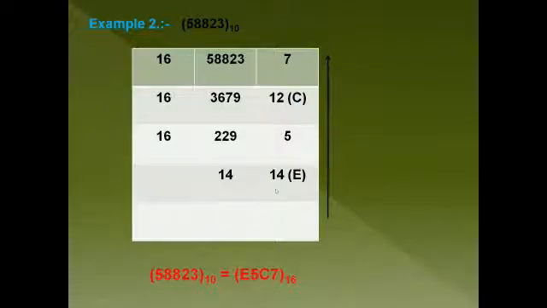Now we will change it. 14 is not a decimal digit here, so it is represented by alphabet E. Then this is 5, then this is 12 represented by alphabet C. Then the answer will be E5C7, and the base is 16 because this is the hexadecimal number.